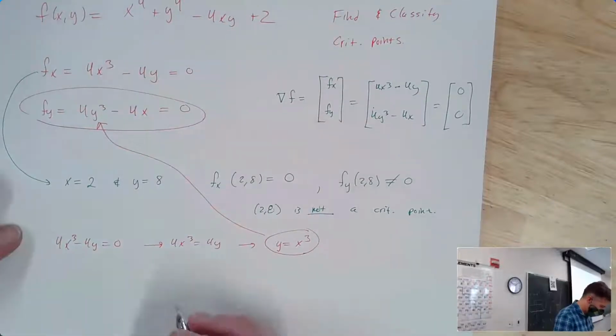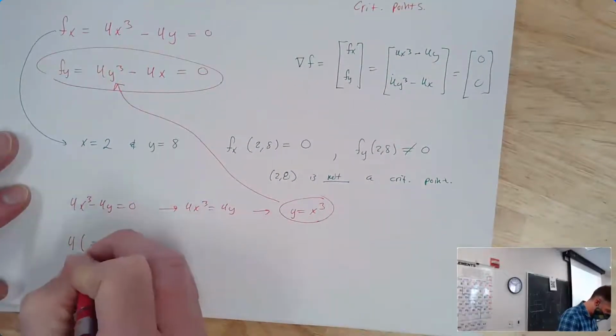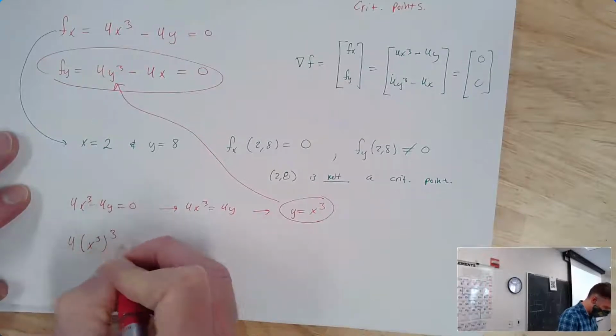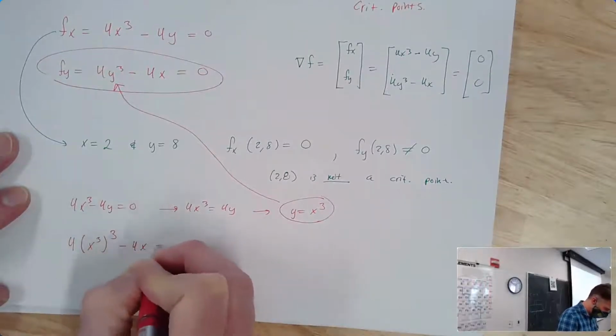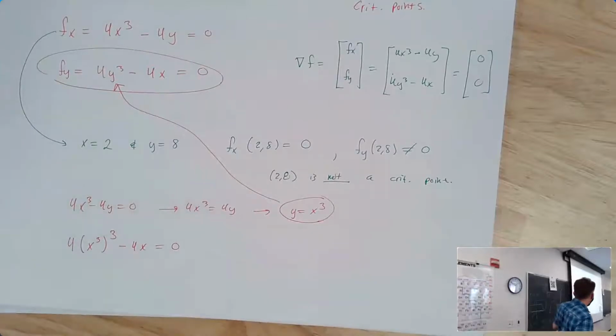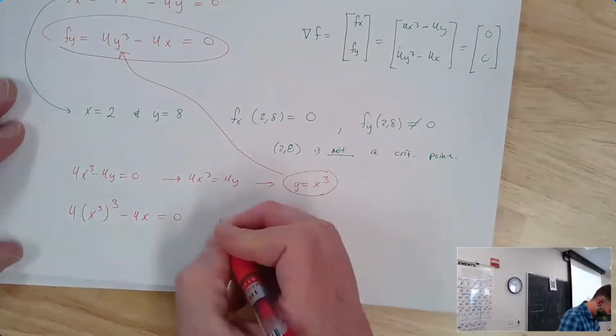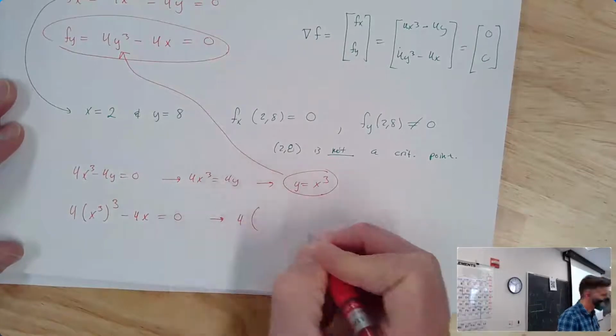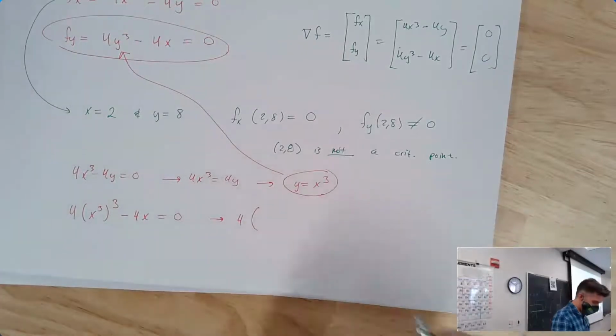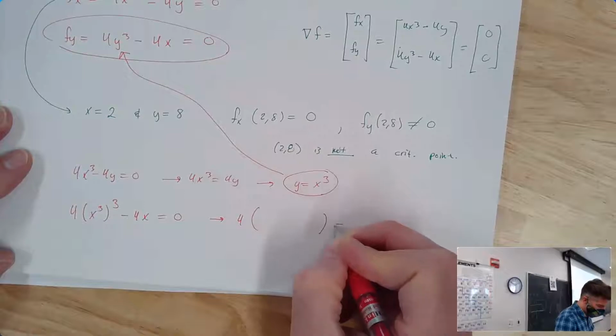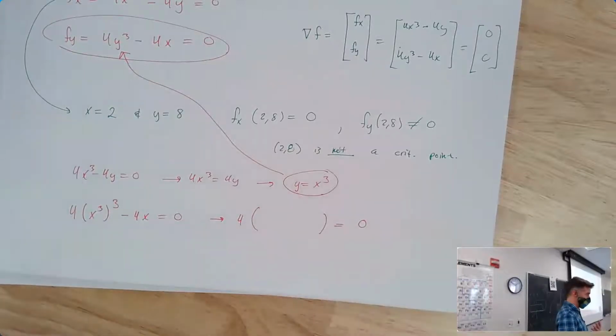So I'm going to say, okay, I'm going to have 4 times x cubed minus 4 times x equal to 0. Great. I've got an equation with just x's. I should probably be able to solve it. So let's factor out a 4. Or you can divide both sides by 4. That's equally good. You can divide both sides by a constant. It's dividing both sides by a variable that's dangerous.